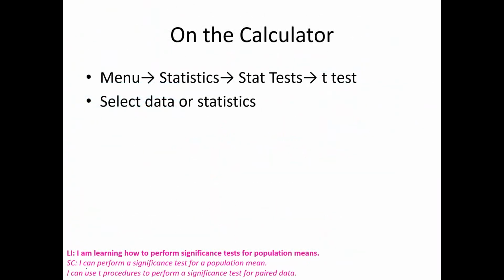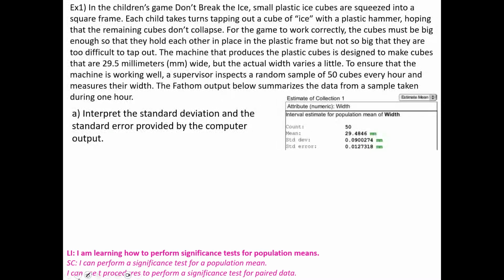All right, so we already talked about how to access a t-test on the calculator and about how to use data and statistics. We skipped over part A of this one: interpret the standard deviation and the standard error provided by the computer output. So I am going to go through this and just make sure we understand how to do that. Just a reminder about standard deviation, the phrase that we see with standard deviation is typically varies. So we're going to throw that in here. I'm going to start with standard deviation.